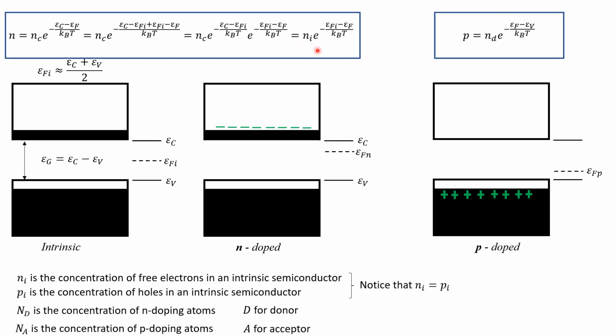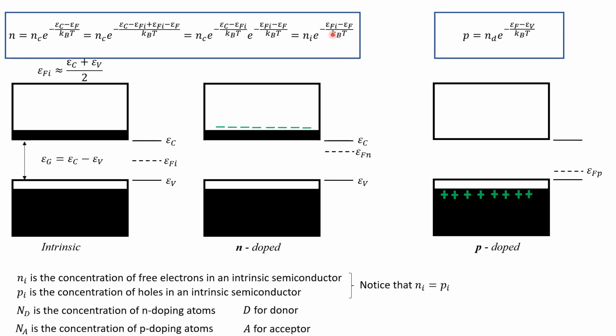Now let's suppose that we want to apply this equation to an n-doped semiconductor. Then the Fermi level we need to use is the Fermi level of an n-doped semiconductor. So this Fermi level here would be used here. And then we're going to get this term minus this, which would be a negative number because this Fermi level is higher than this Fermi level.